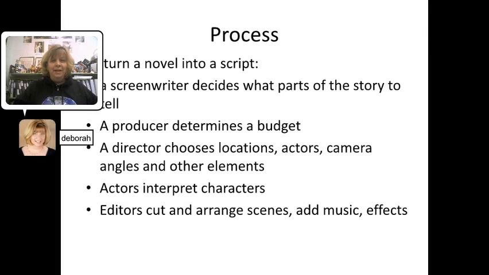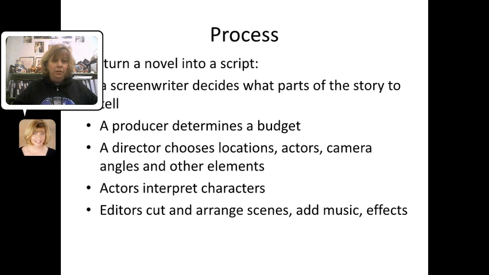Another thing that's helpful is to think about all the different things that have to happen to turn a book into a movie. First of all, you take a screenwriter who has to take the original story and decide what parts of it are going to be told and in what order, and it has to all be translated mostly to dialogue, that the characters will say these words. You usually don't have a lot of narration in a film.